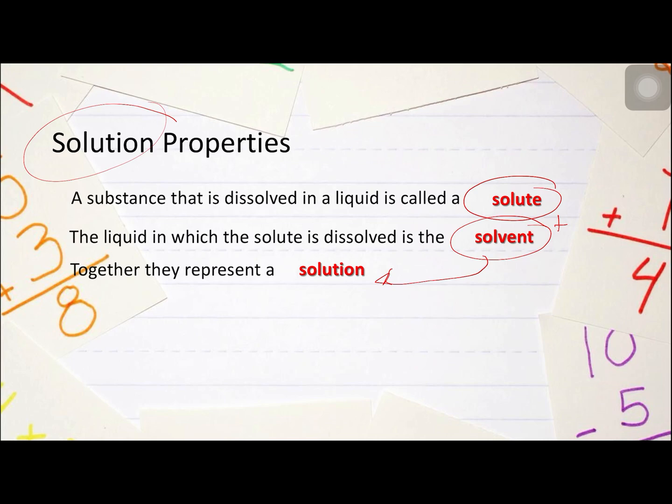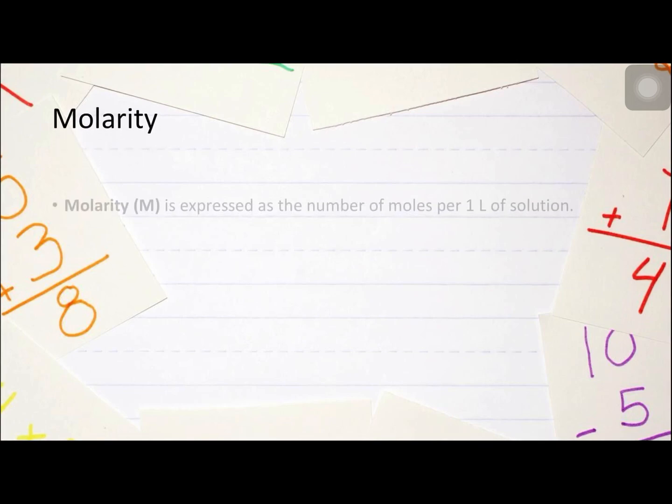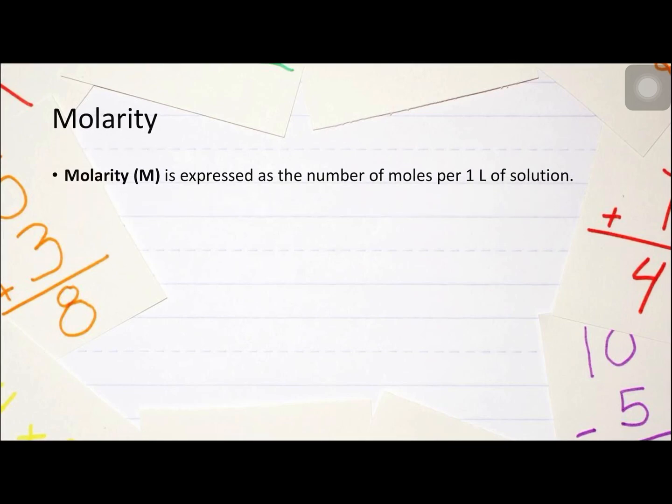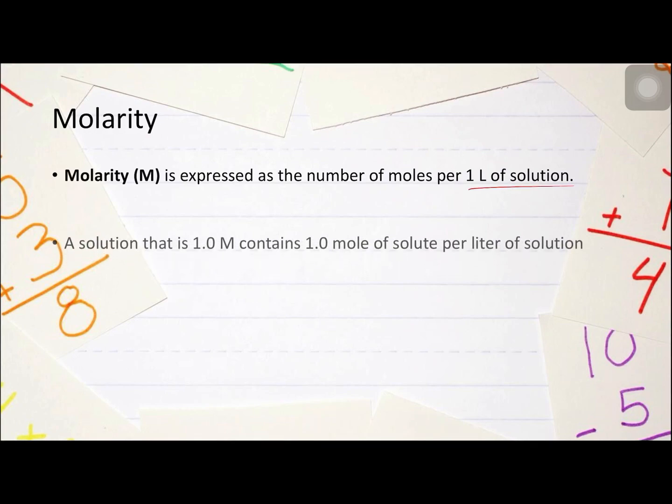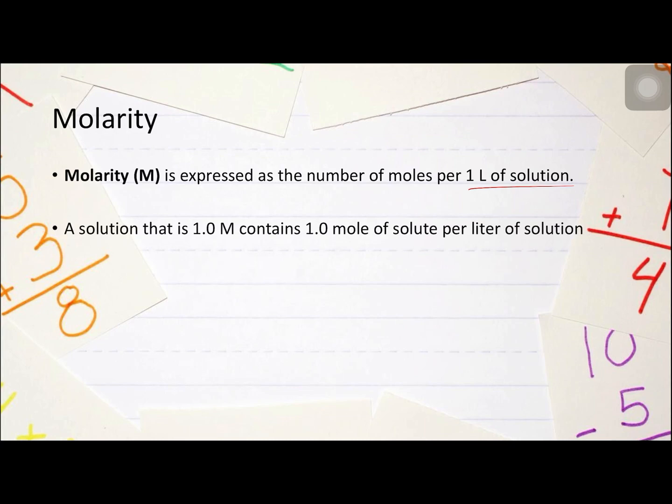Okay, now that we have our solution properties in place, let's talk about how we express the concentration of our solutions. First, we have molarity. Molarity is expressed as the number of moles per 1 liter of solution. Take note, we are talking about the liters of solution. A solution that is 1 molar contains 1 mole of a solute per liter of the solution.